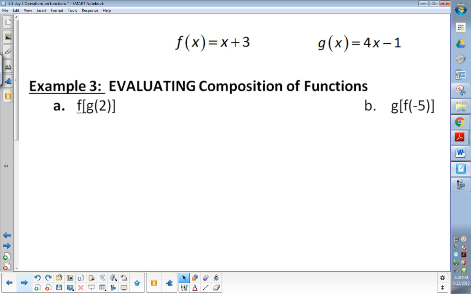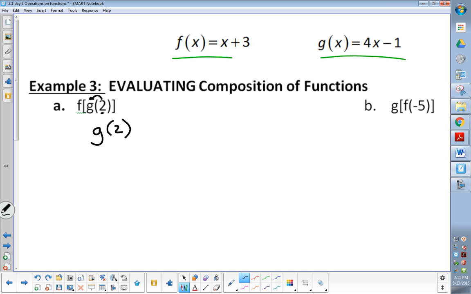Let's put it into practice. Here's your two functions. Letter A says find F of G of 2. Start off with the number. Look at what letter is right in front of it. So this 2 right here is going to go into which equation? G. So the first thing we're doing is exactly what we did yesterday, which is finding G of 2. So for us, that means we are taking the number 2 and plugging it into the G equation.